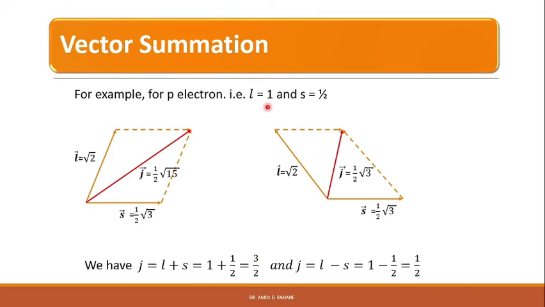Since L is equal to 1 and S is equal to 1 half, we know that J takes values from L plus S to L minus S. Here L plus S is 1 plus half, which is 3 by 2, and L minus S is 1 minus half, which is 1 by 2. So there are only two values of J, and therefore only two orientations of J.